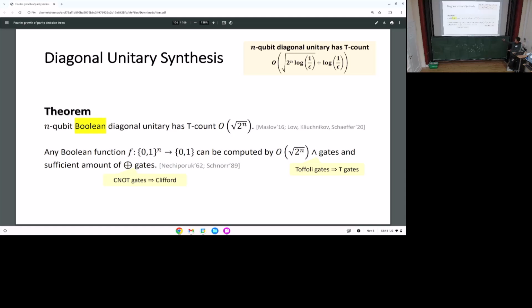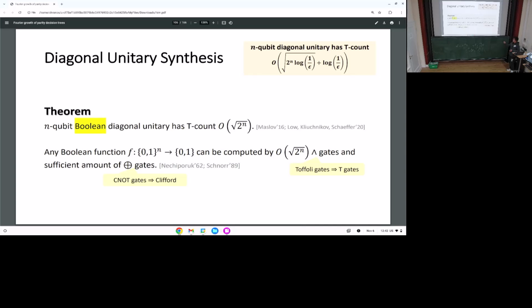And why is this square root of 2 to the n? Actually the proof is very similar to Shannon's bound, where you do a trade-off. You expand the first few bits, and then after a certain amount, you write out all the circuits on the rest of the bits. Choosing a different trade-off will give you this, because we only care about AND gates, not parity gates. So this trade-off will give you square root of 2 to the n.